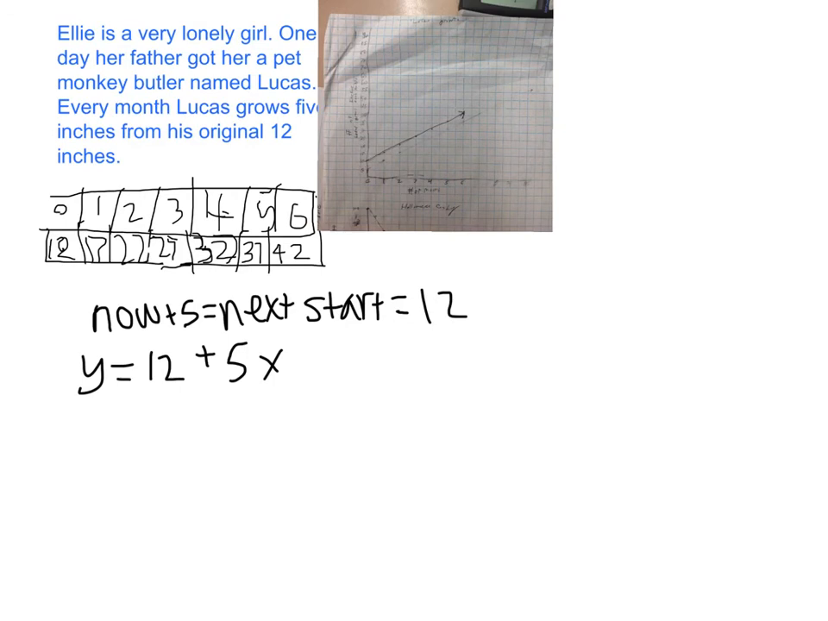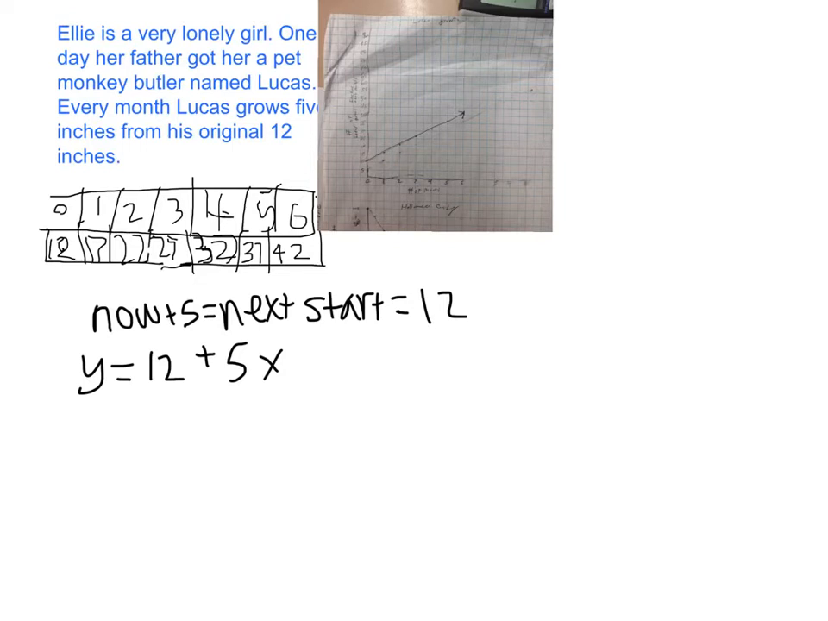Ellie is a very lonely girl. One day, her father got her a pet monkey butler named Lucas. Every month, Lucas grows 5 inches and starts with 12 inches originally. And here's a table here. And here's the next equation: now plus 5 equals next, start equals 12. And the explicit rule is y equals 12 plus 5x.